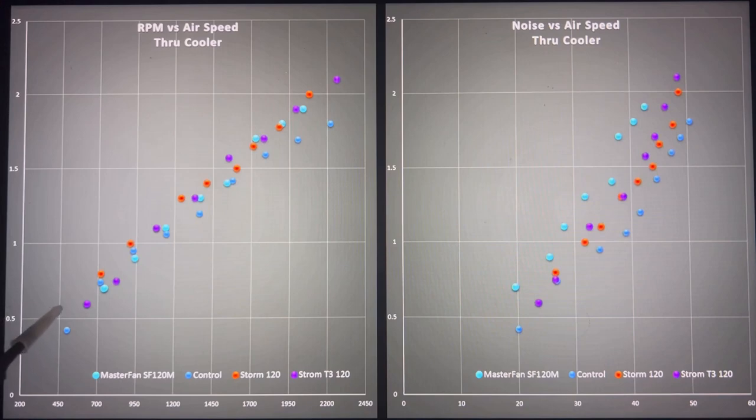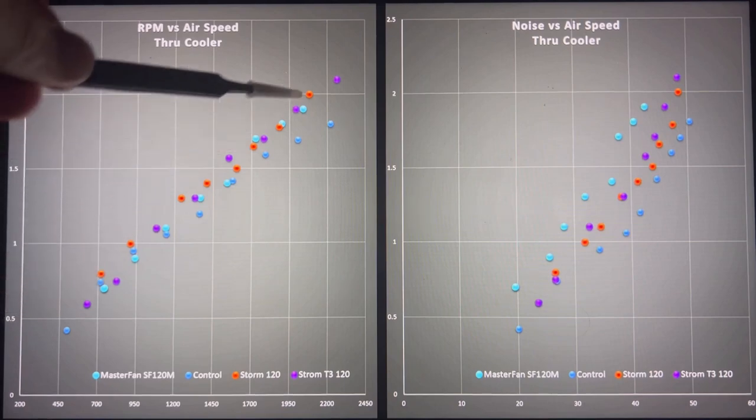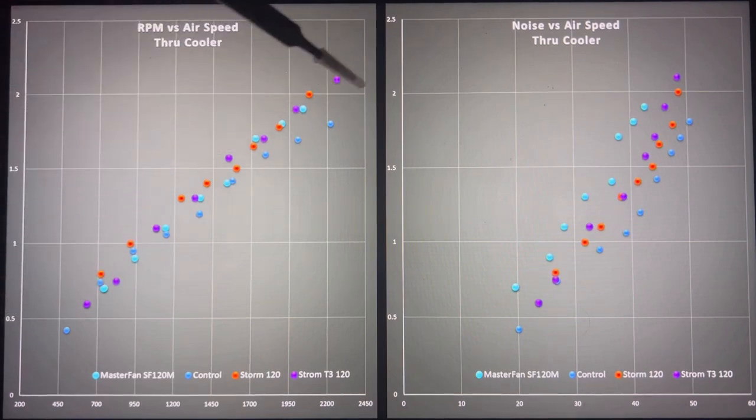Comparing it against the Storm T3, they are very similar in their performance marks. As a matter of fact, it even beats the Storm at moving air at lower RPMs, which is kind of surprising because the Storm T3 is a thicker fan, which means it should do better at moving air. But it doesn't really seem to be doing it. And at the maximum speed, the reason it's even up there that high is because of its higher RPM.